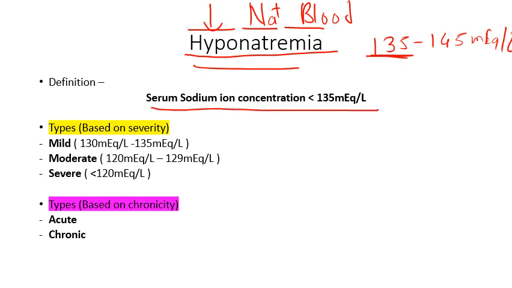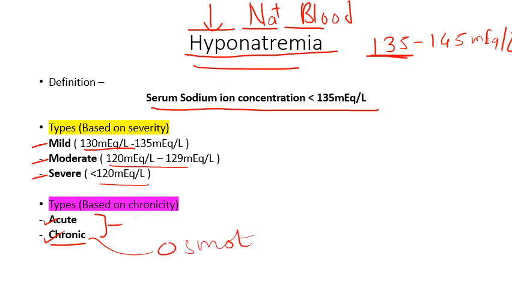Based on the severity, hyponatremia is of three types: mild, moderate, and severe, with these being respective ranges. And based on chronicity, it is of two types: acute hyponatremia and chronic hyponatremia. This becomes very important during the treatment, because rapid correction of chronic hyponatremia can cause something called osmotic demyelination. So it is very important to know this classification.